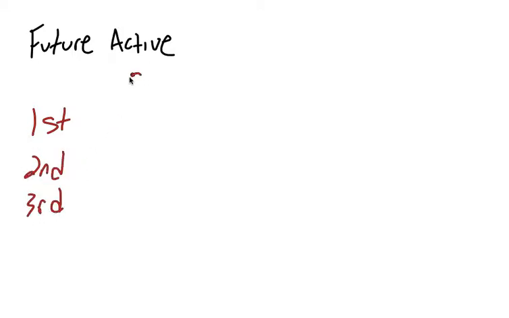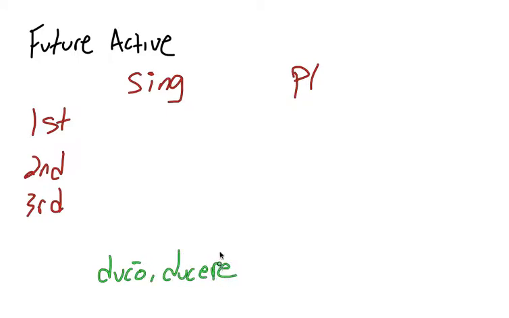Okay, we're going to start with future active. Okay, so once again, I'm going to set up first, second, and third person, and singular and plural. And we'll continue to use duco as our model verb, so duco, ducere, which of course means to lead. So future is actually a lot different. So remember how in the present for third conjugation we took off the whole ere? Well, we're going to do that again for future. Okay, and we're just going to have a consonant stem, just like we did in present tense.